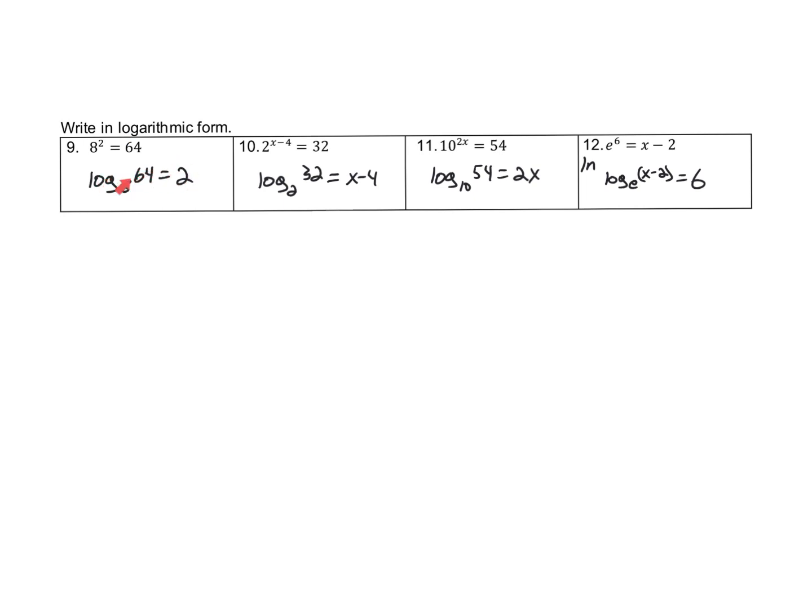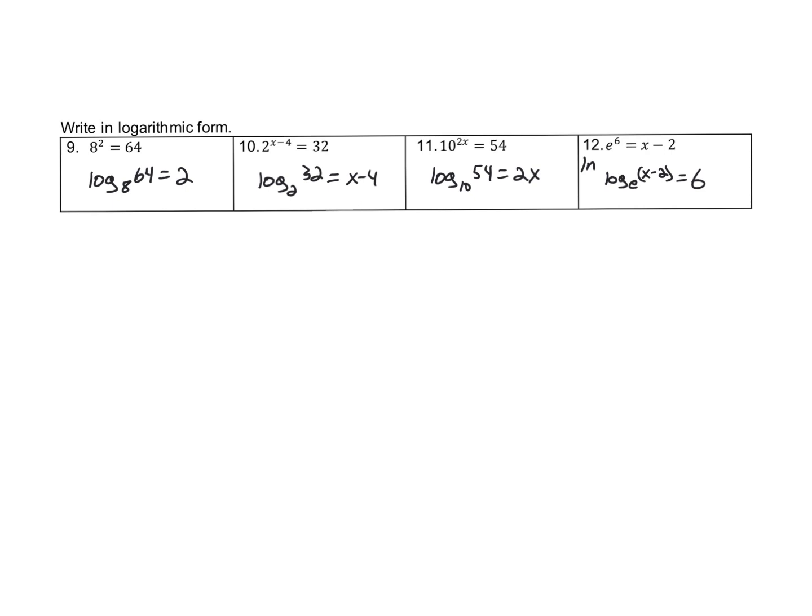Remember, the solution to a log equation is the exponent in exponential form. So here, 2 to the x minus 4 equals 32. So 2 is the base of the log. So log base 2 of 32 equals the exponent x minus 4.